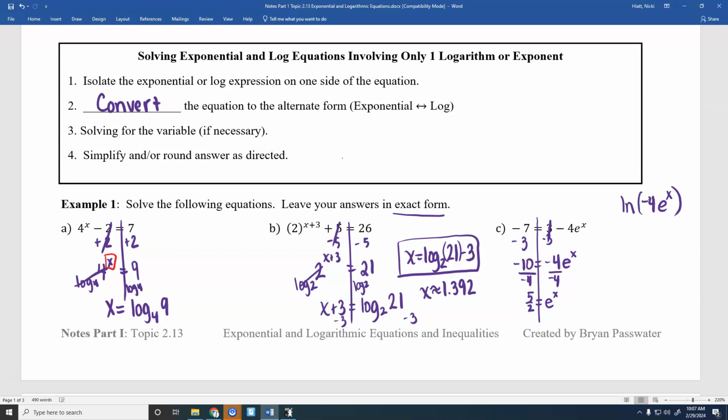And e to the x, now we can use that natural log. Because natural log is a log with the base of e, so it'll get rid of that base. So we'll do natural log on this side and natural log on this side. So x will equal natural log of 5 halves.